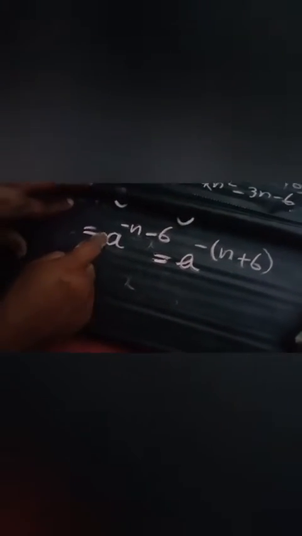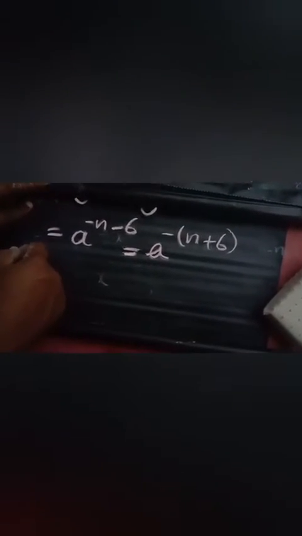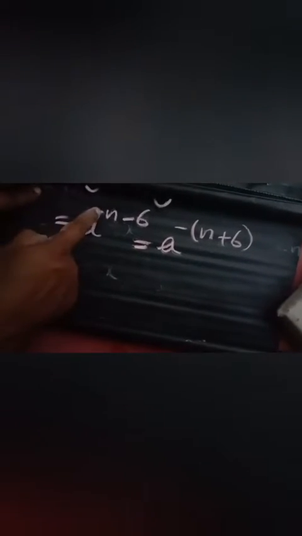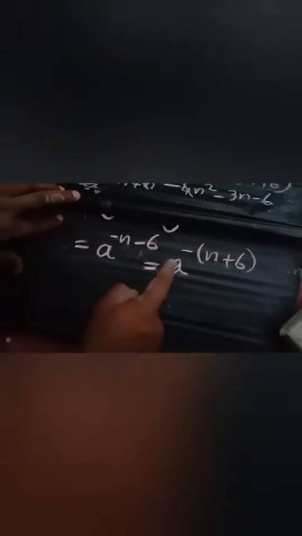A raised to minus n plus 6. How? Because here negative, here also negative. When we take the negative sign outside, inside becomes positive. That is, if we take the minus sign outside, then inside it is n plus 6. A raised to minus m.